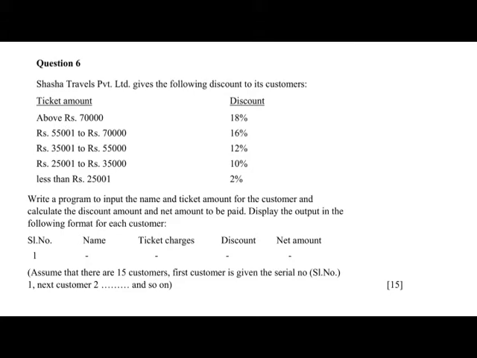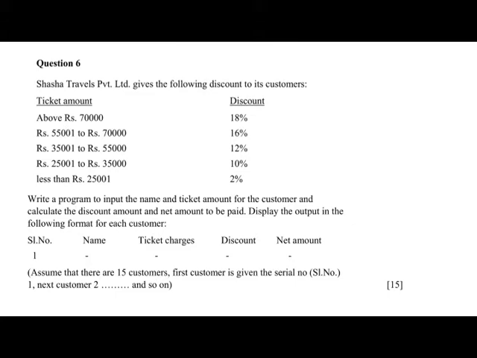I know some of you will only be interested in calculating discount and net amount, but it is imperative for you to print the customer's outcome as the company wants. Since the most important and interesting thing in this problem is to calculate the discount, Shasha Private Limited has created a framework to decide how much discount the customers will get based on the initial amount of booking. So, let's understand the discount framework.